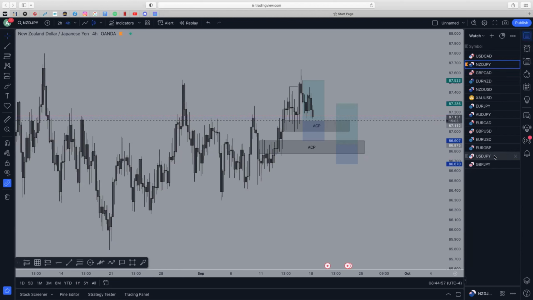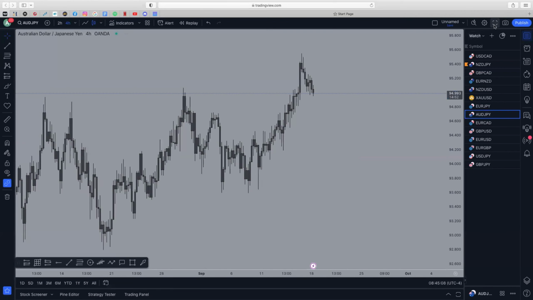So I have 14 pairs here. The 8th pair is AUD-JPY. So we're going to trade on AUD-JPY.